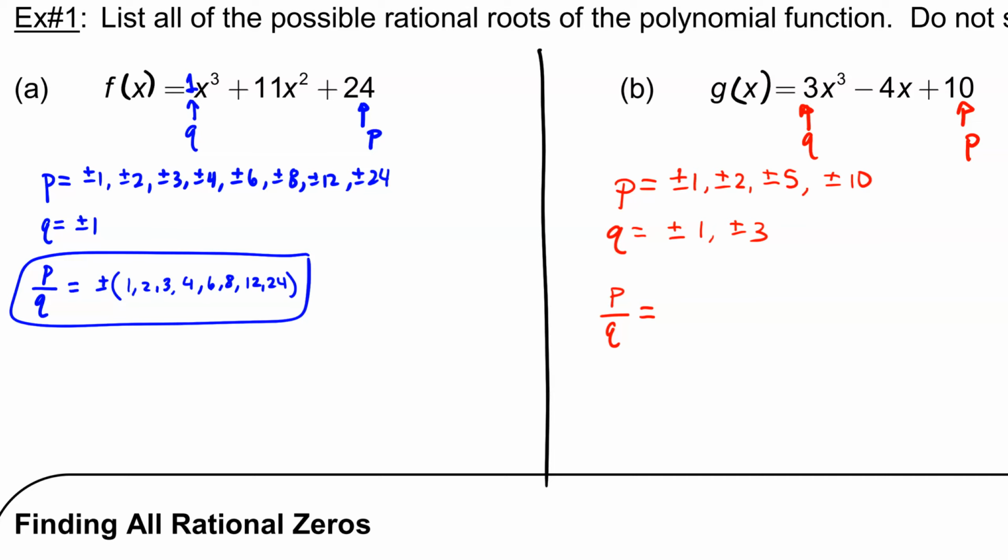Alright, hopefully we're done. So we list out all the factors. I like writing them in order because it makes it a little quicker, making sure I don't forget any. Because 1 times 3 is 3, and negative 1 times negative 3 is 3. All the factors of Q, all the factors of P.